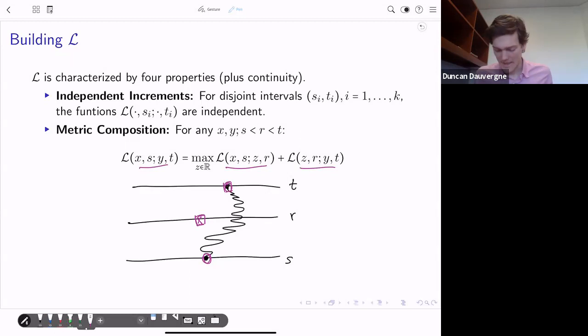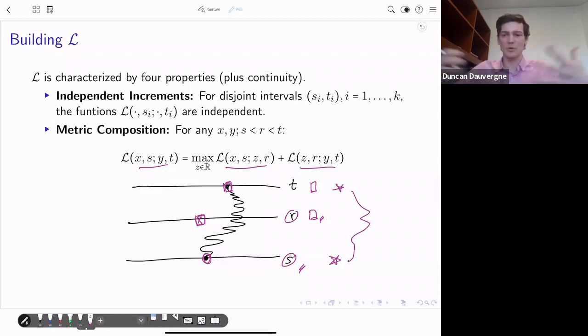Okay. And if you think about what these two properties allow you to do, so if we think about the joint distribution of L going from, say, S to R, R to T, and S to T, well, the first two are independent, and the third is just expressed in terms of the first two. So these two properties tell you that you can basically get all joint distributions just by knowing the distribution of L going from one time to another time.